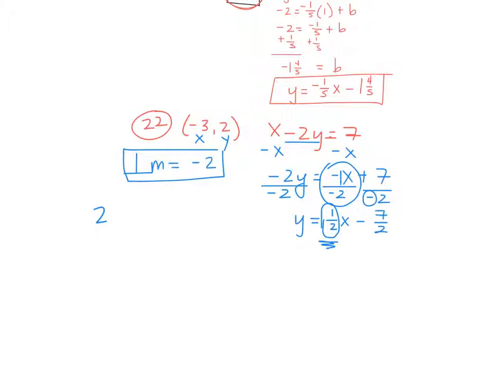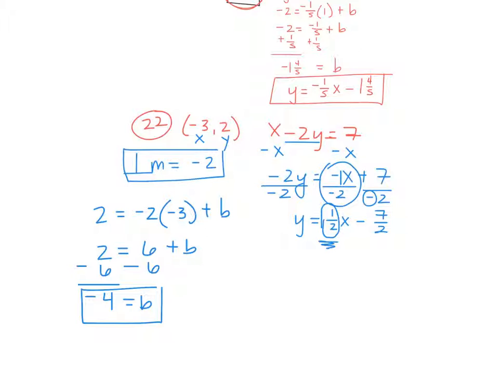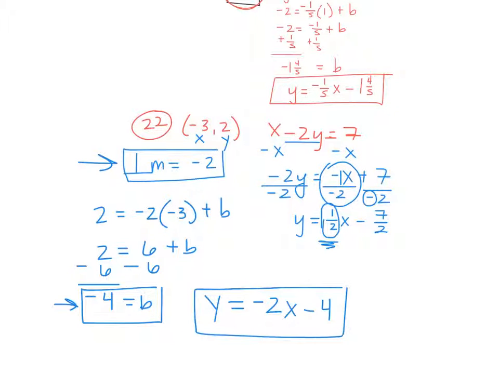So y equals m, -2, times x, -3, plus b. So this is 2 = 6 + b, and we're going to take away the 6. So 2 minus 6 is -4. Okay, so that's our b. So now we have our slope and our y-intercept, so it's going to be y = -2x - 4. And that would be your equation for number 22.